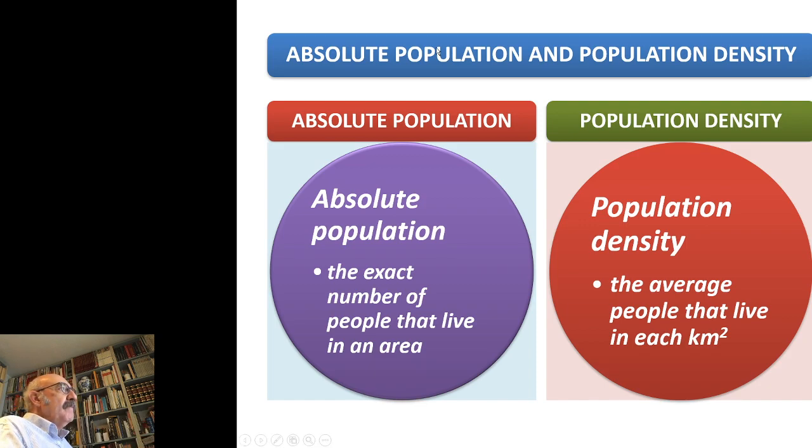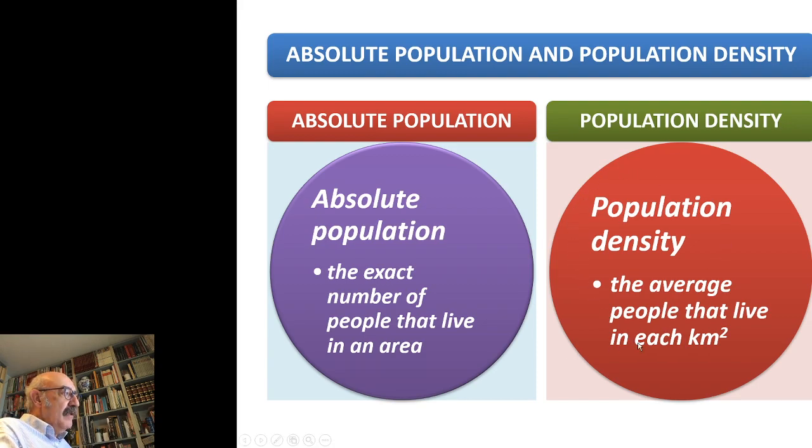And this is the slide about absolute population and population density. Remember, absolute population is the exact number of people that live in an area. For example, in Spain, we know that there are around 47 million people. Okay, in China, for example, we know that there are 1,378 million people, the most populated country in the world.